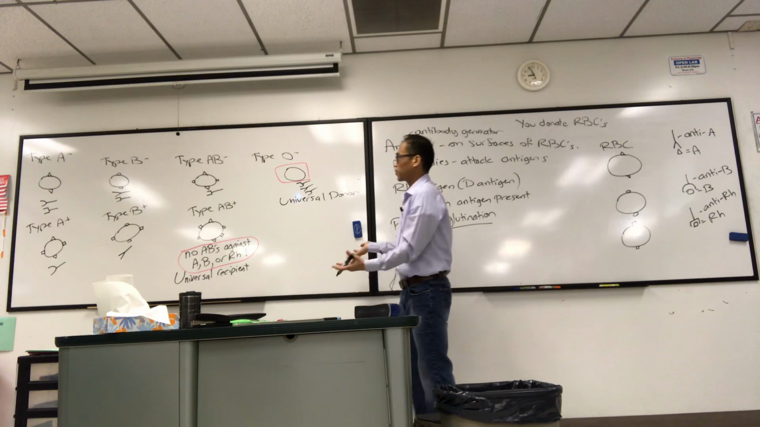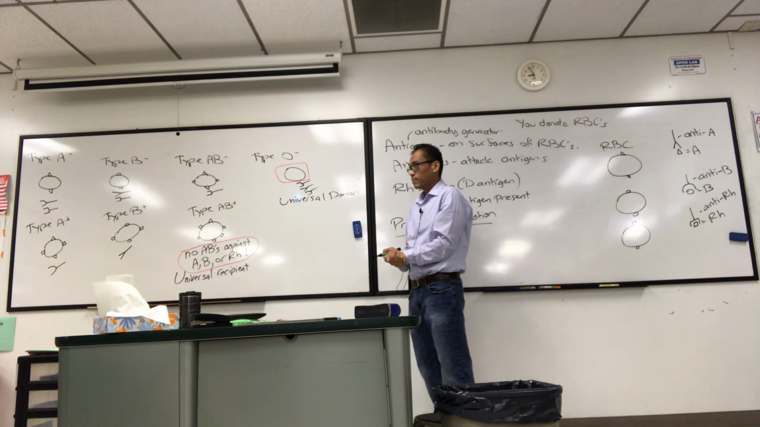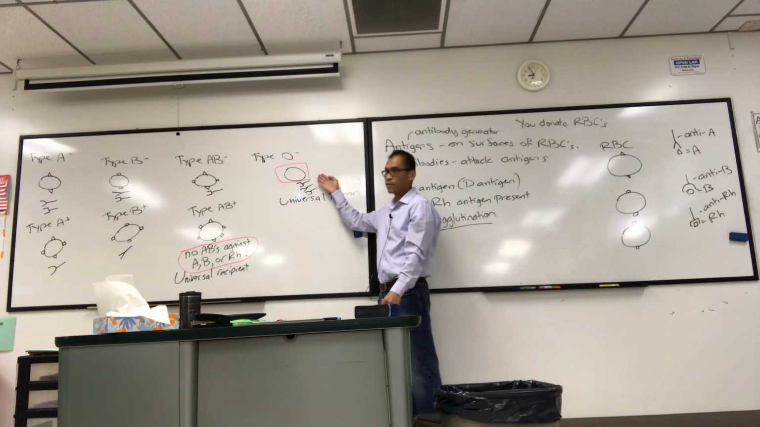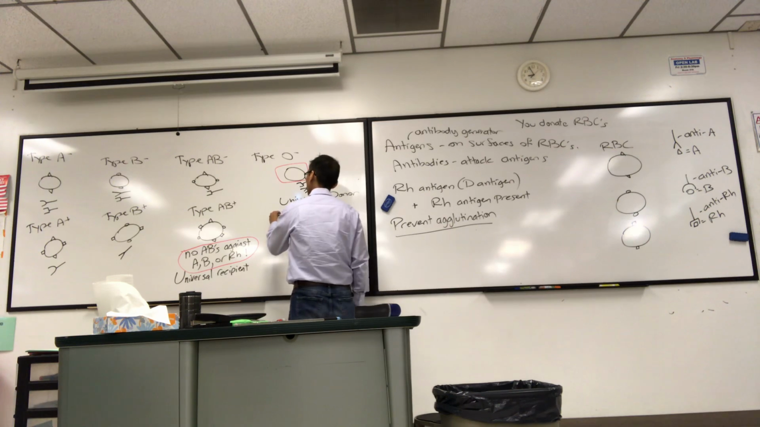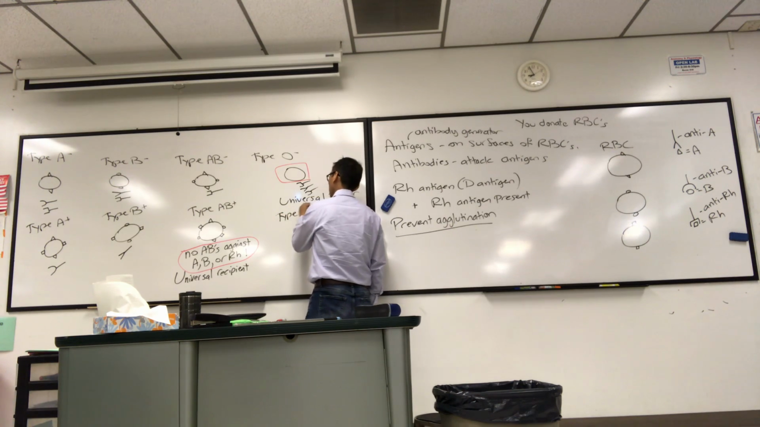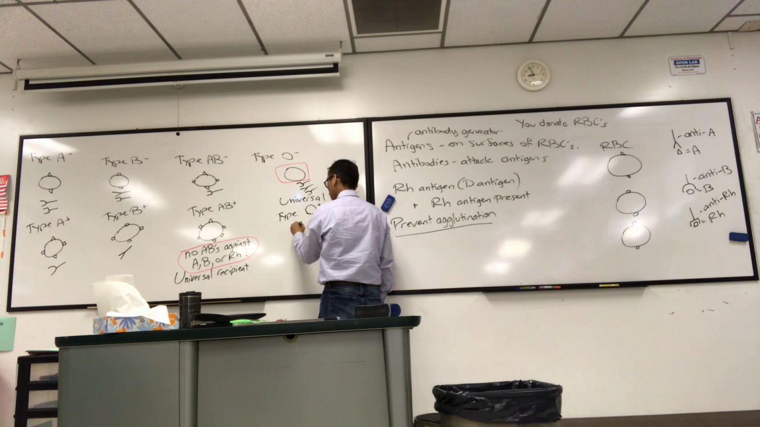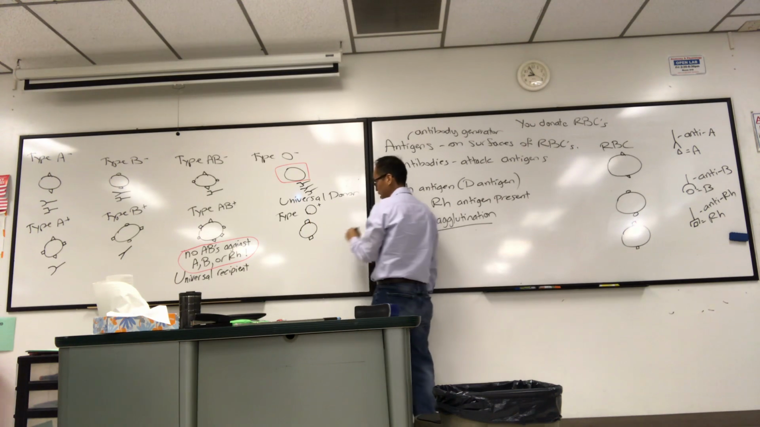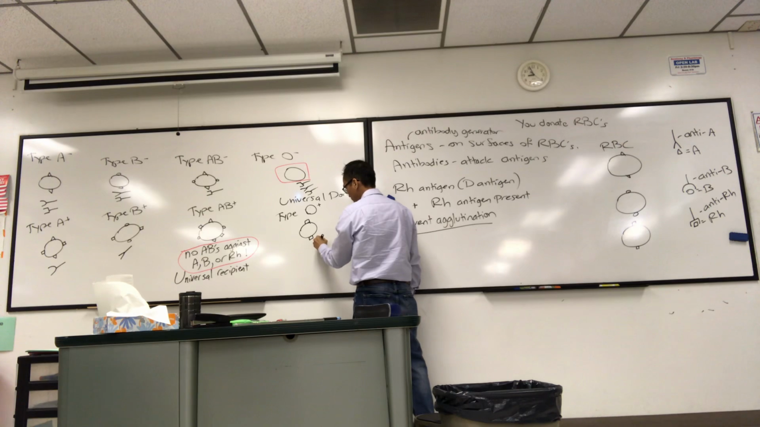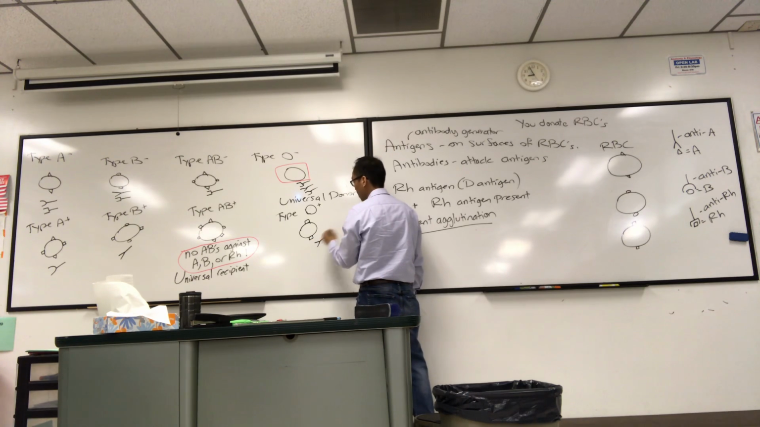So if you don't know a person's blood type and they're on the table, you have to treat them. Yeah, they need blood. But that's a safe one to give. Okay. All right, so there's O positive, where you would have antigen Rh, and you probably have antibodies against A and B.